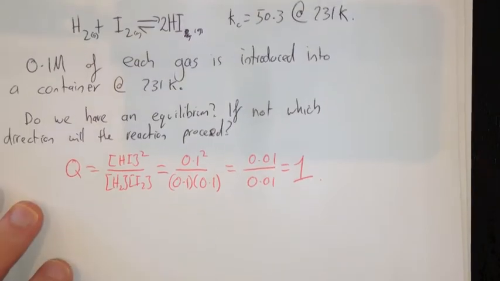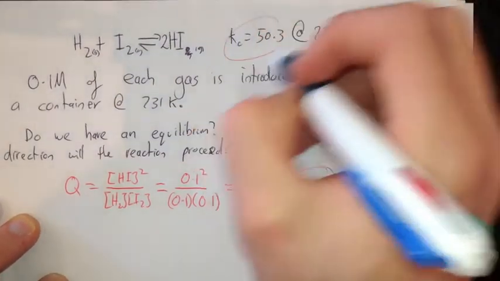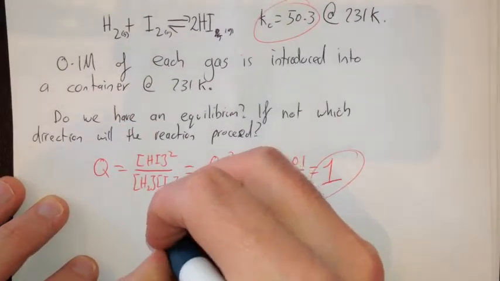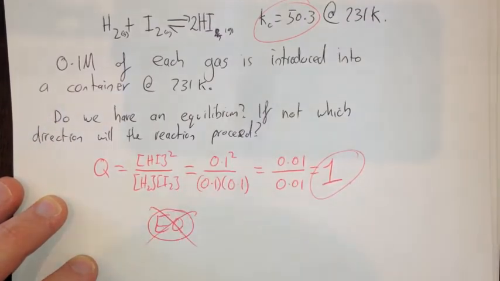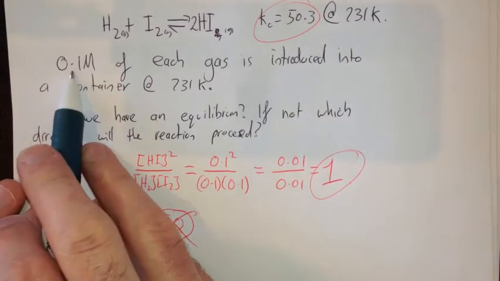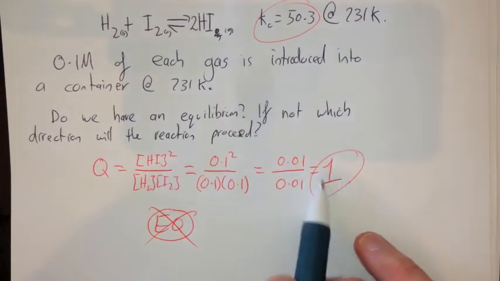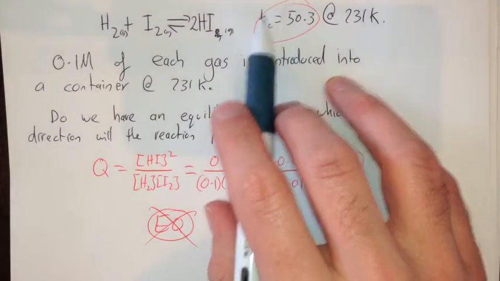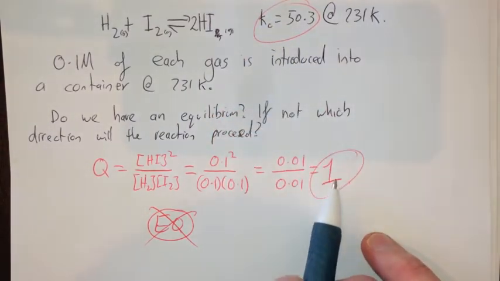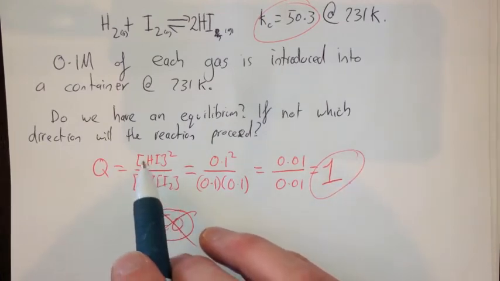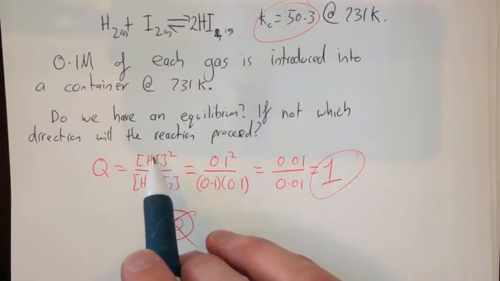Okay, now notice, this is not equal to that. So we do not have equilibrium. There is no equilibrium when we have this. Which way will be favoured? Well, we need to think about it. K here is larger than our reaction quotient. So what has to happen is we have to end up with more products to reach equilibrium.